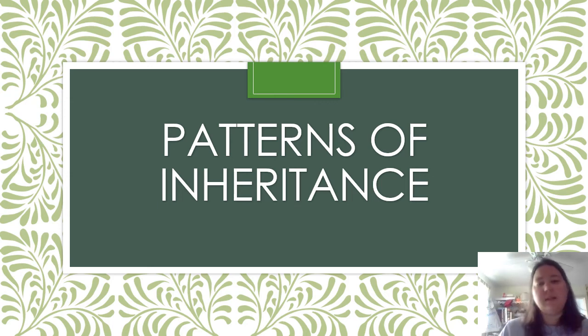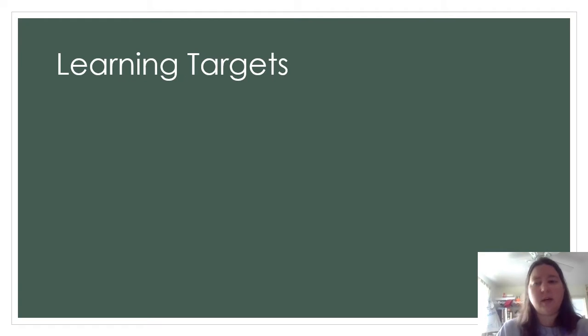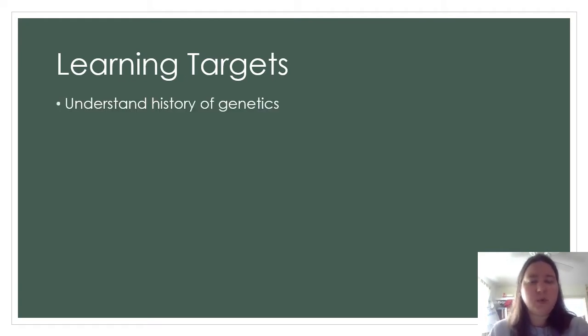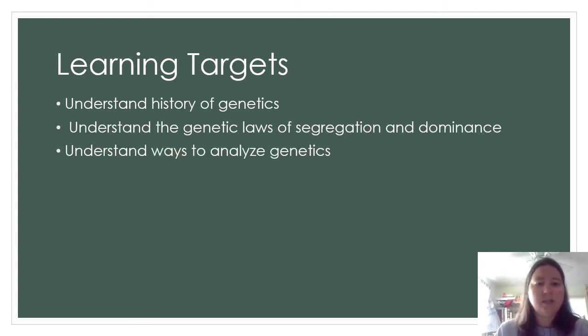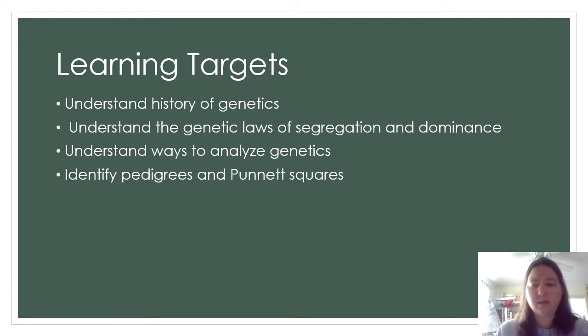Welcome to Unit 7, Lecture 1 on Patterns of Inheritance. Learning targets. Understand the history of genetics. Understand the genetic laws of segregation and dominance. Understand ways to analyze genetics. Identify pedigrees and Punnett squares.